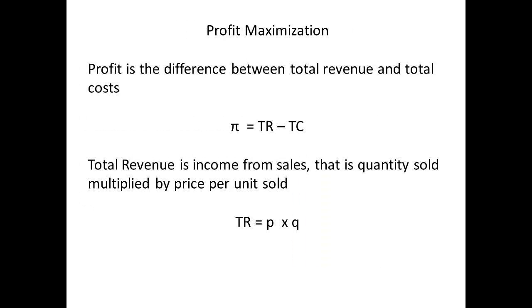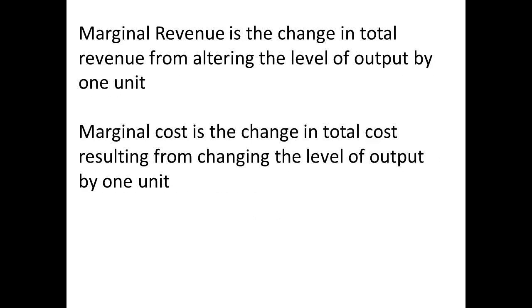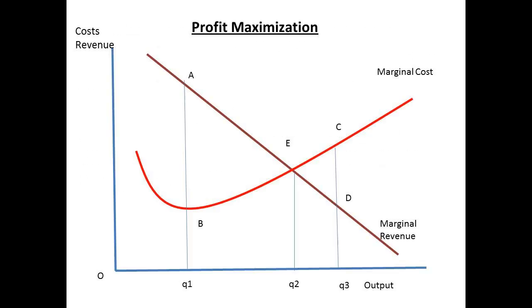We started by saying that the aim of the firm was to maximize profit. Profit is the difference between the total revenues and the total costs. The total revenue can be determined by multiplying the price of a good by the quantity sold. The point at which profit is maximized depends on knowledge of marginal revenue and marginal costs. Marginal revenue is the change in total revenue by altering the level of output of one unit. Marginal cost is the change in total cost resulting from changing the level of output by one unit.